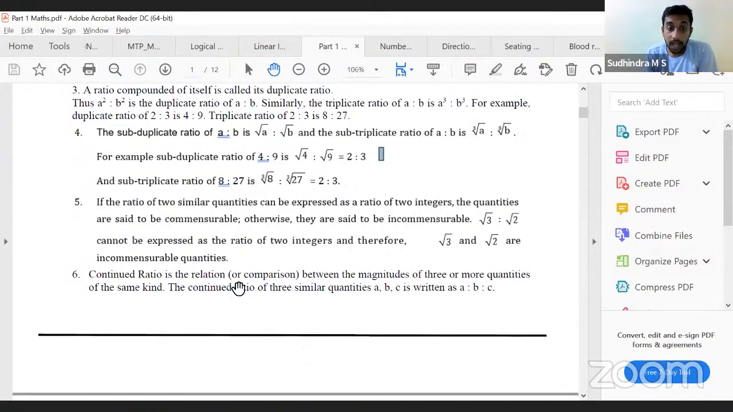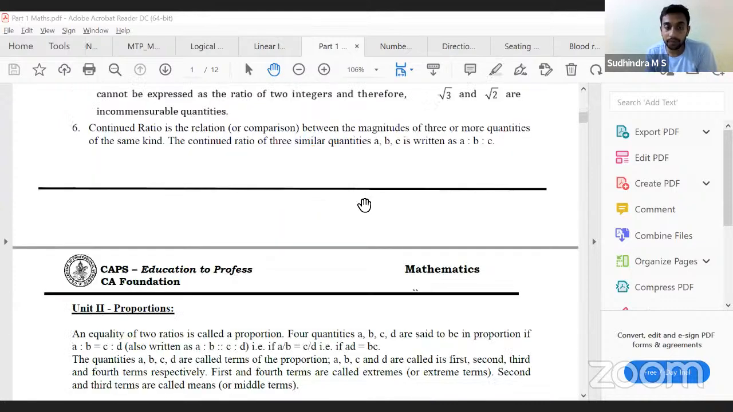Next, continued ratio is the relation between magnitudes of three or more quantities of the same kind. So we have three, A, B, and C. If I say A is to B is to C, we call it continued ratio.